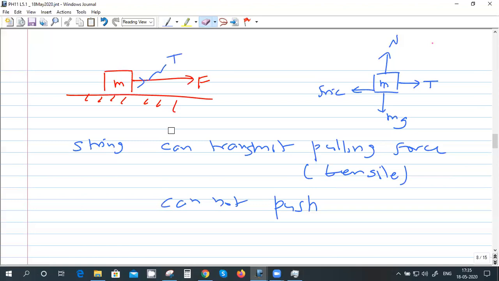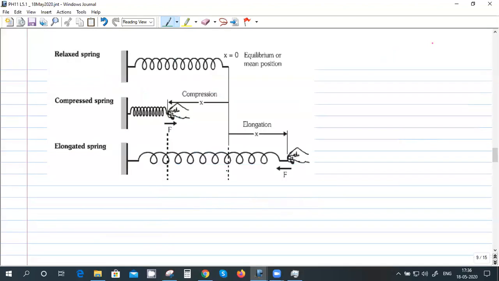But if you have a rod instead of a string, can it push and pull? It can pull, I can pull using a rod. What about pushing? Yes, you can pull and you can push. So that is the difference between a string and a rod. Got it? Next we'll move to spring.